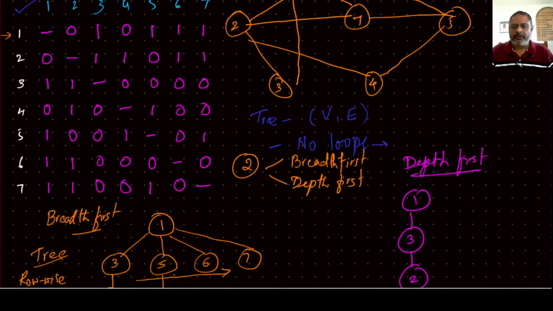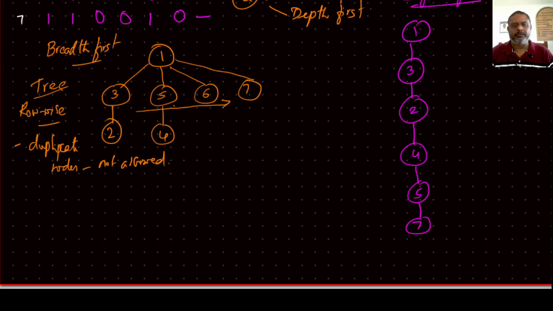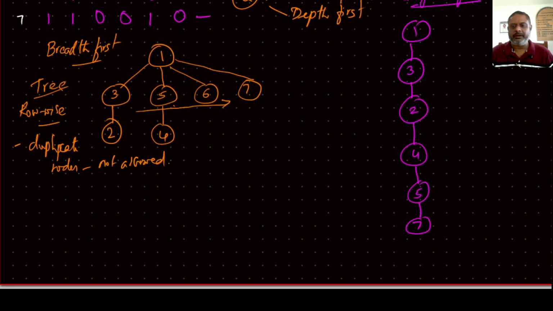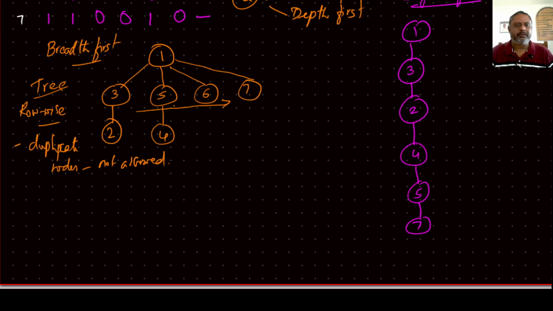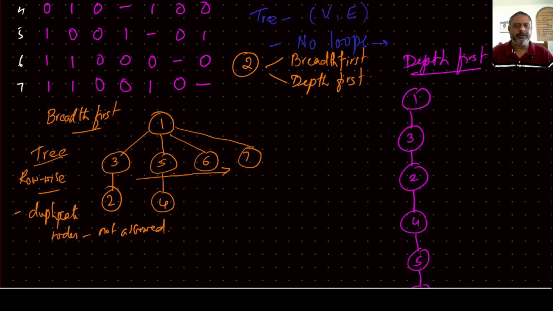Then go to 7. 7 to 1 cannot be used because it makes a loop. 7 to 2 cannot be used because that makes a loop. Then 7 to 5 is already connected, so that's it. So 7 to 1 is over. 7 to 2 cannot be done, 7 to 1 cannot be done, 7 to 5 cannot be done.